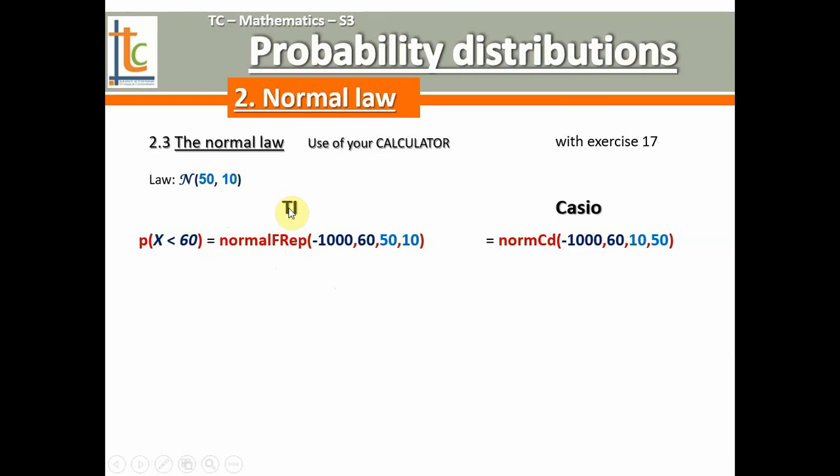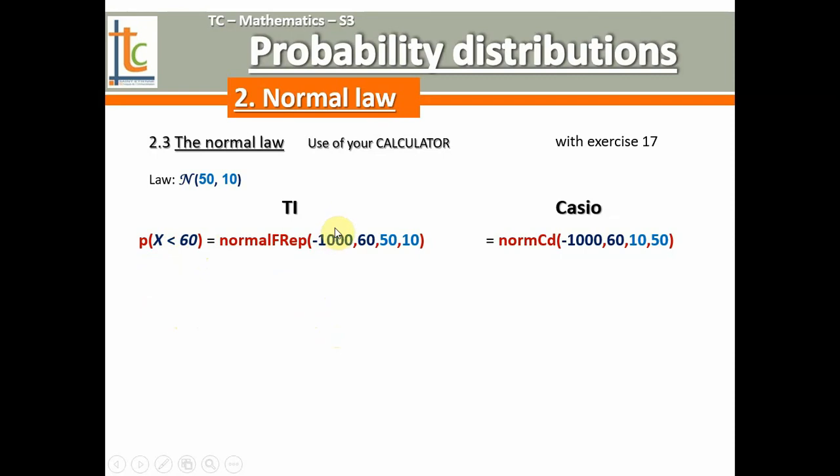So in a Texas, you have to press the keys second var to have access to distributions, and then in the list of distributions, you have to choose normal f rep. So that is in the normal distribution, the function to calculate the probability to be in an interval. And don't make a mistake, this is an interval minus infinity to 60. If x is less than 60, it means x belongs to minus infinity, 60.